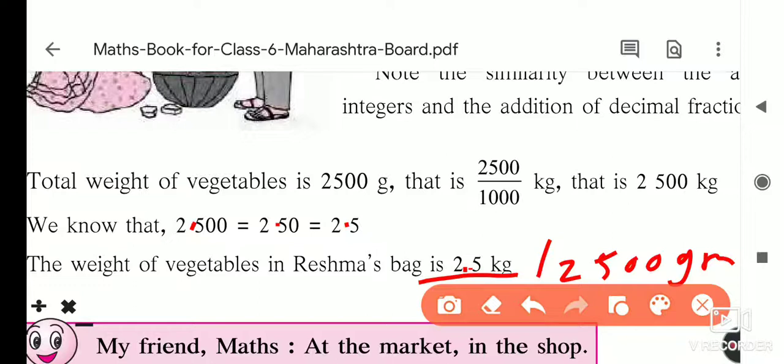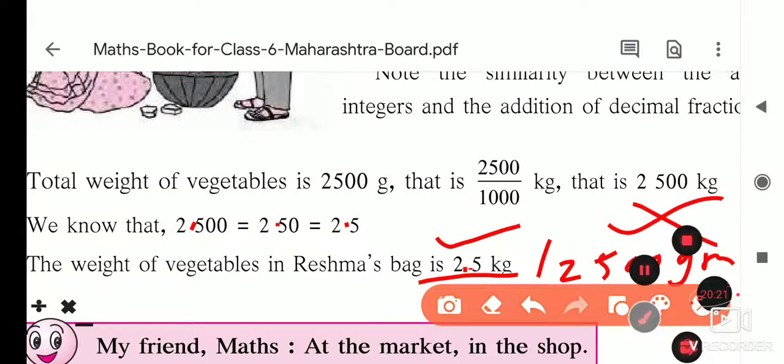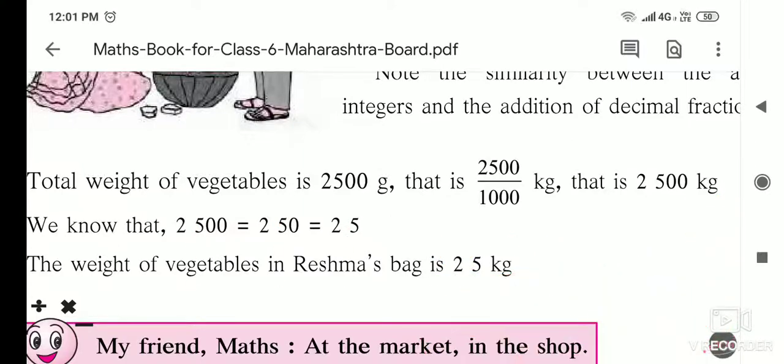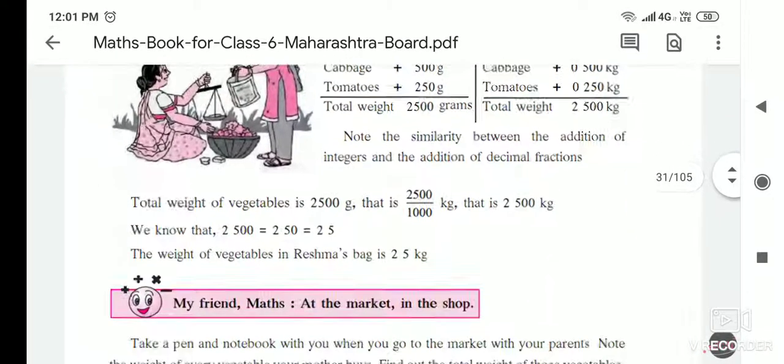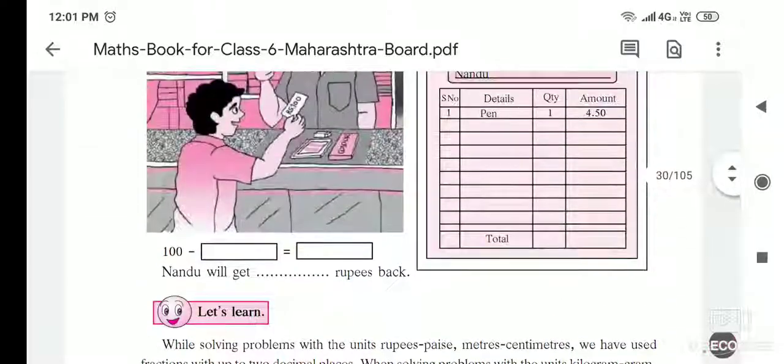If they are asking you in kg, you have to write your answer in kg. If you write in grams, then I will give you wrong. Why? Because in which unit they are asking, in that unit only you have to write the answer. Okay, so today we saw how to do the addition of decimals and integers. So it is very interesting.